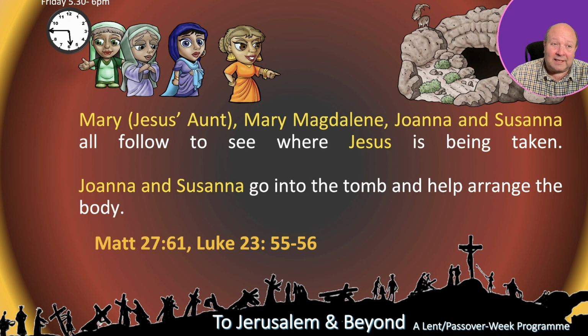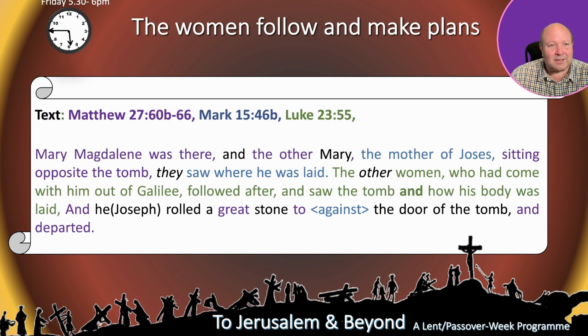So at that point, Mary, Jesus' aunt, Mary Magdalene, Joanna, and Susanna all follow to see where Jesus is being taken. Joanna and Susanna actually go into the tomb to help arrange the body, but the other two don't. So Mary Magdalene was there, and the other Mary, the mother of Joseph, sitting opposite the tomb. They're sitting outside. They saw where it was laid.